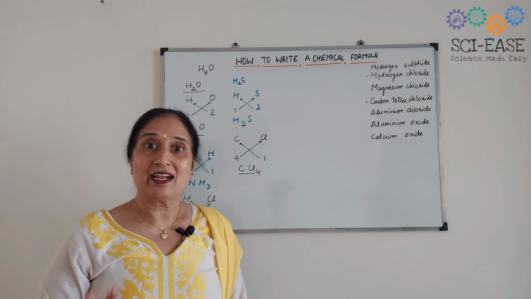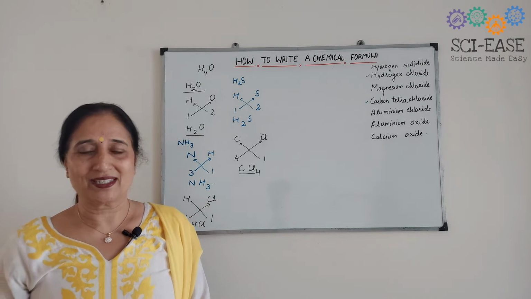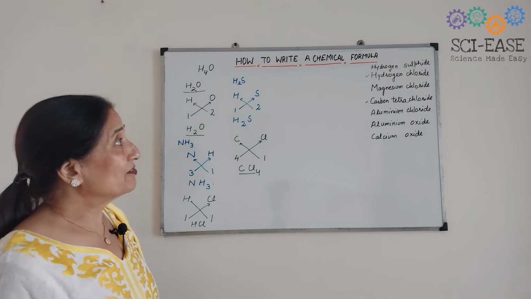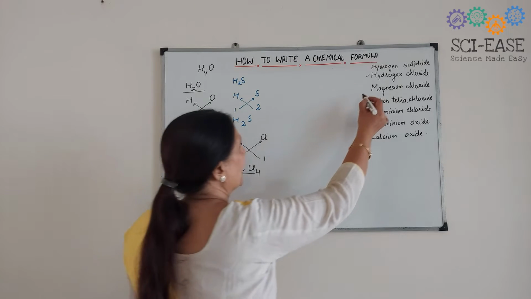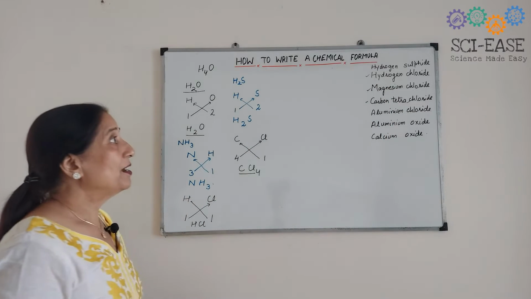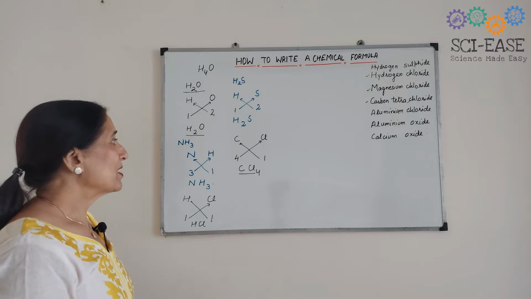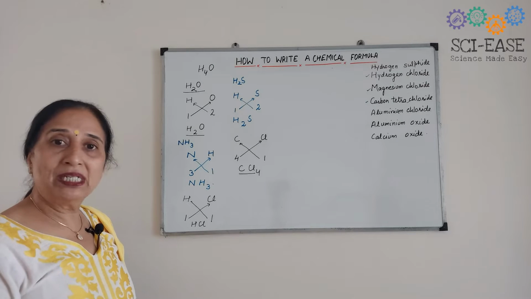Now, we will take some of the ionic compounds. Okay, first we will take magnesium chloride. First, we will take magnesium chloride. So, magnesium has the symbol Mg.